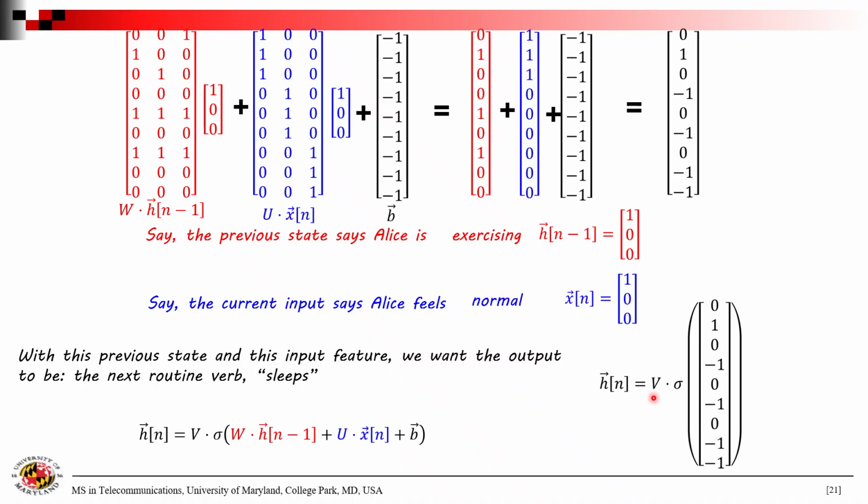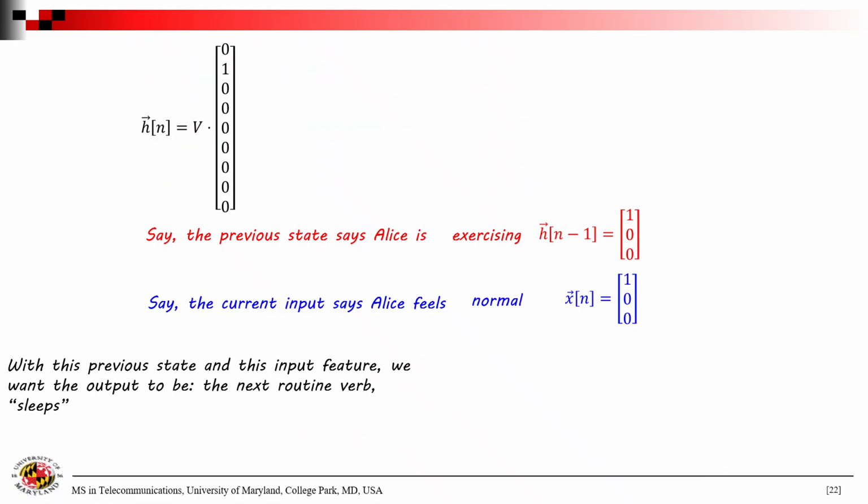Now we know that the current state is going to be V pre-multiplying the activation function applied to this vector. And the ReLU activation function says, hey, if you're non-negative, copy over. So 0 to 0, 1 to 1, 0 to 0. But if you're negative, replace it with a 0. So this guy gets replaced with a 0. This one's fine. This gets replaced with a 0. This one's fine. This gets replaced with a 0, and this gets replaced with a 0. So now we have that the current state for today is V pre-multiplying this output of the activation function.